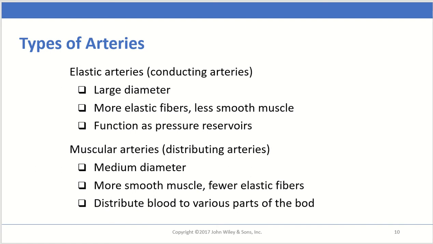We have several different types of arteries that we can discuss. We've got our elastic arteries. These are also called conducting arteries. These are going to be larger in diameter. They're also going to have more elastic fibers and less smooth muscle. And functionally, they're going to work as a pressure reservoir, which we'll talk about in a little bit.